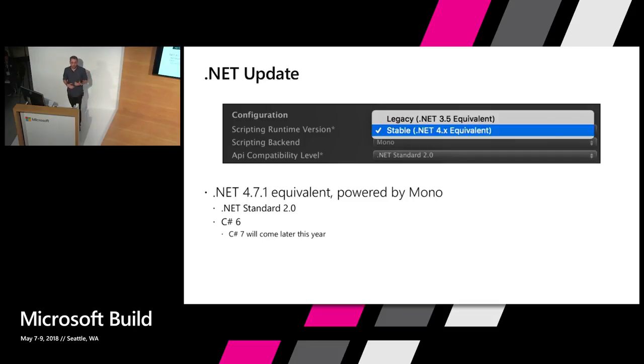With this update, Unity 18.1 also added their C# 6 compiler. So you get all the nice things that came in C# 5 and C# 6. A personal favorite of mine is string interpolation. And C# 7 will come later this year.